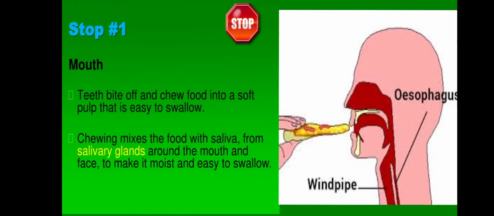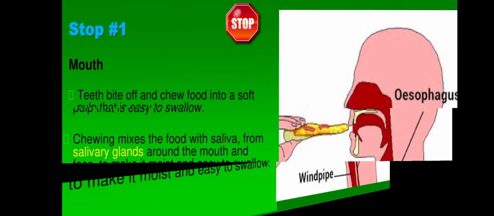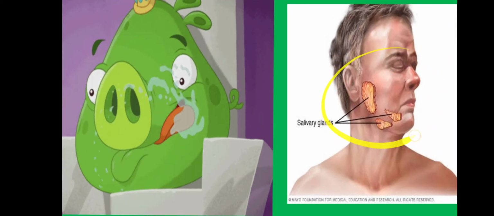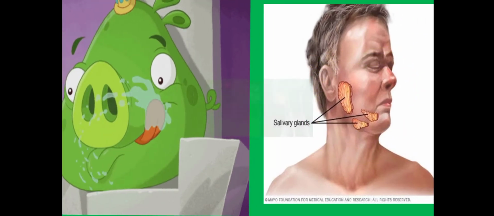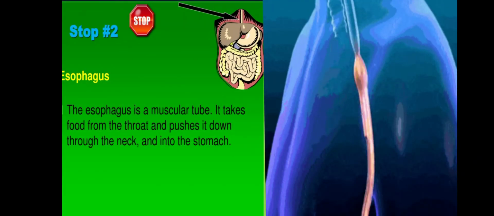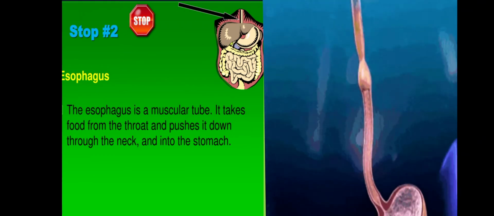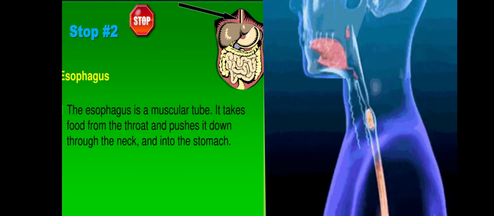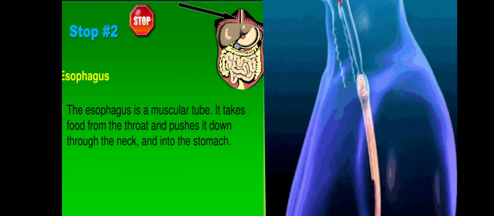The food mixes with saliva from the salivary glands around the mouth and face to make it moist and easy to swallow. These are the locations of the salivary glands. We've also come to know about the esophagus, a muscular tube that takes the food from the throat and pushes it down through the neck and into the stomach.